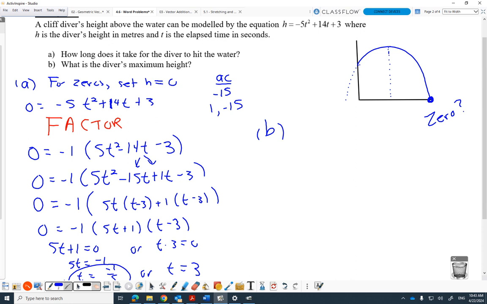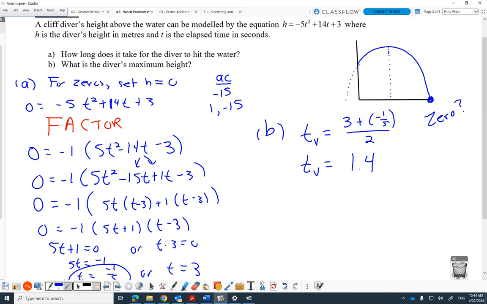Just average those two. So what I'm going to do is go t, and I put a little v there for vertex, to remind myself I'm looking for the t value of the vertex. I'm just going to add these two things together. So it's 3 plus -1/5 divided by 2. And I know that's a big mess, so I'm going to go to decimals. 3 plus -1/5 is 2.8. Divided by 2 is 1.4.